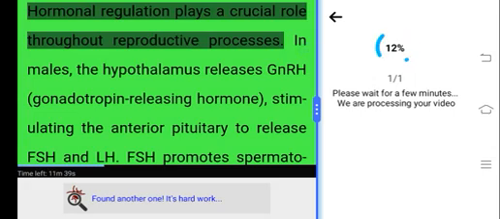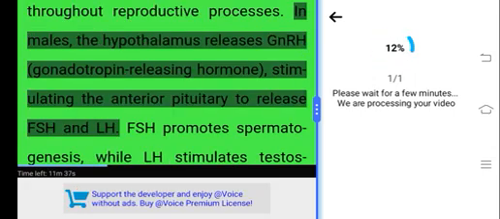Hormonal regulation plays a crucial role throughout reproductive processes. In males, the hypothalamus releases GnRH, gonadotropin releasing hormone, stimulating the anterior pituitary to release FSH and LH.